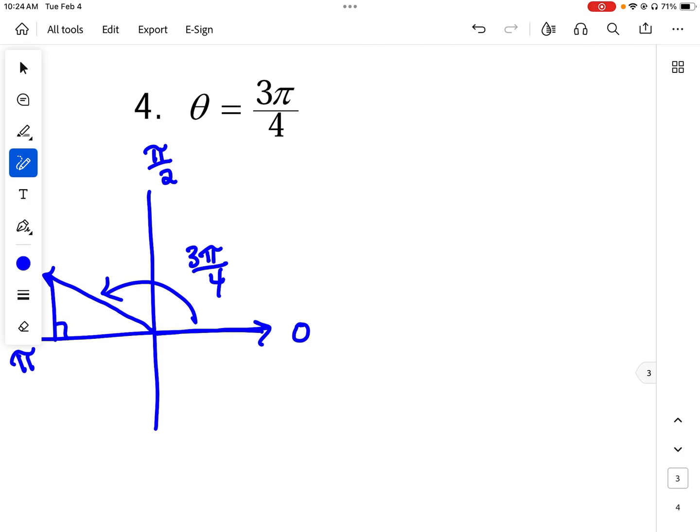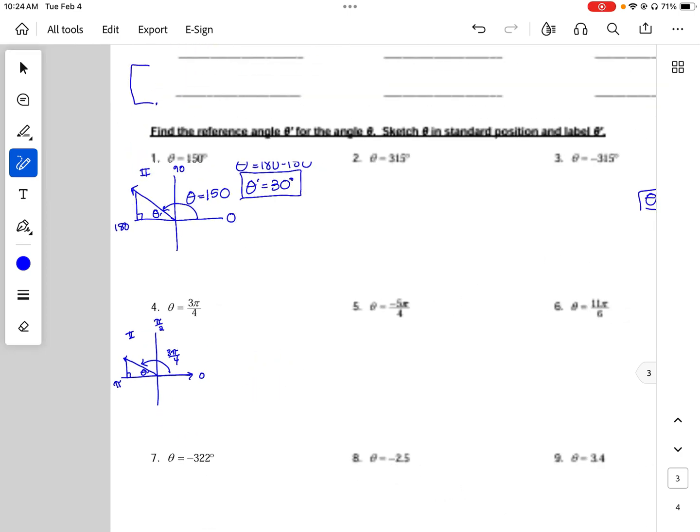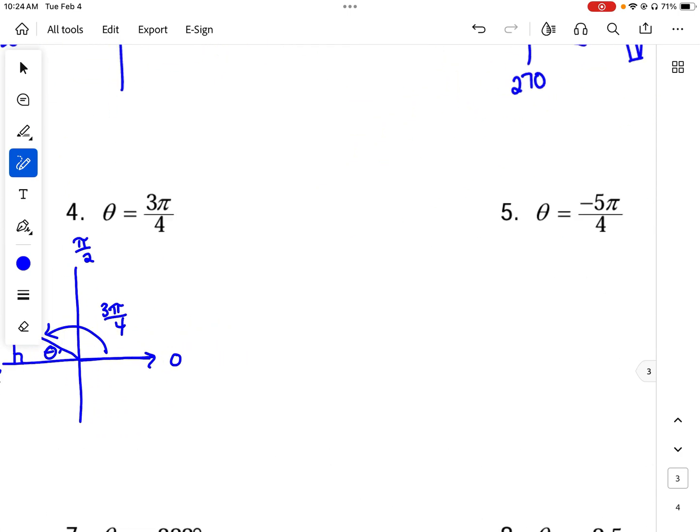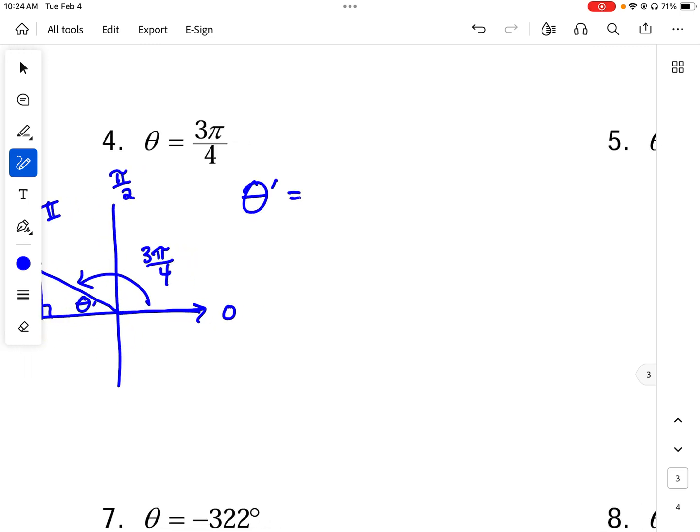So I'm going to make my right triangle, theta prime. See how this makes a straight line? And we're in quadrant 2, so we use the 180 rule, which in radians is pi. So it's pi minus theta. Theta prime is found by doing pi minus 3 pi over 4. We want to leave it in terms of pi, so we find a common denominator and multiply times 4. So theta prime is 1 pi over 4, or just pi over 4.